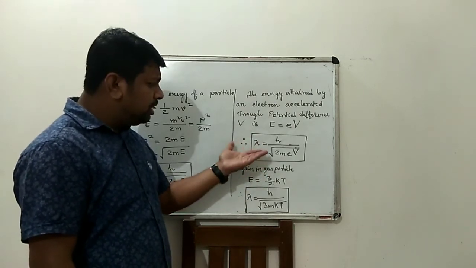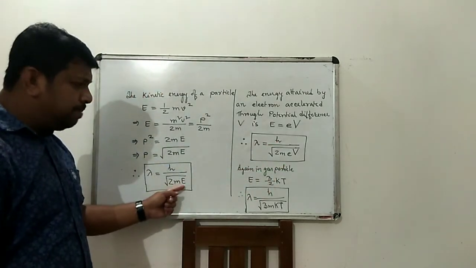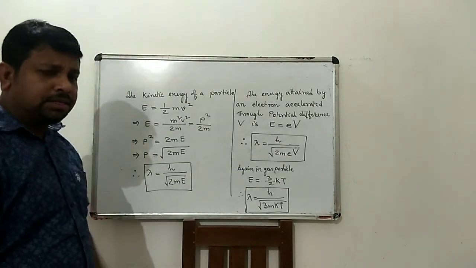Okay, so in case of the gaseous particle, we got lambda equal to h by root over twice m E. In place of that E, we substituted e into V. Okay, we continue from the same.